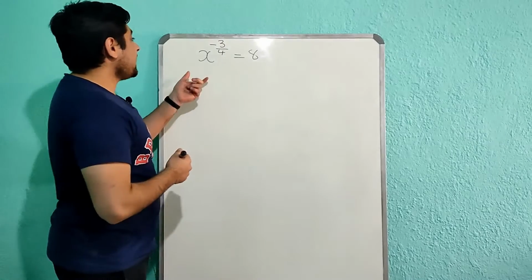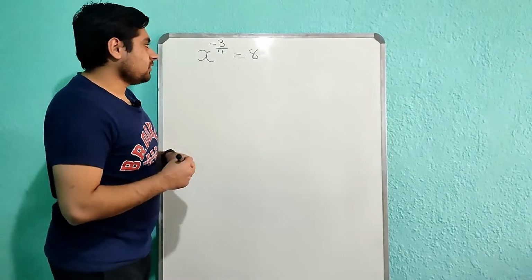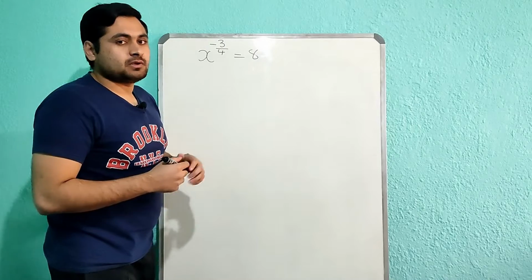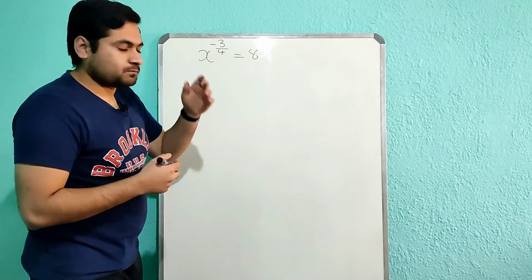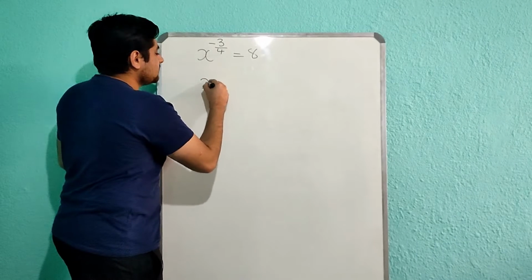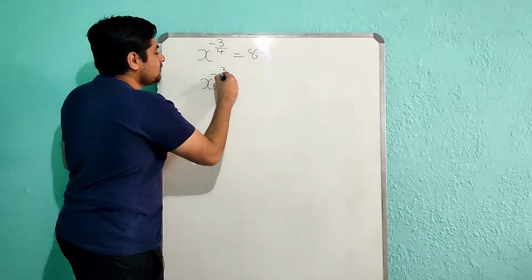So the question says x to the power of minus 3 over 4 equals 8. So what do we do? First, let's write 8 in terms of a power, right? So we have x to the power minus 3 over 4.